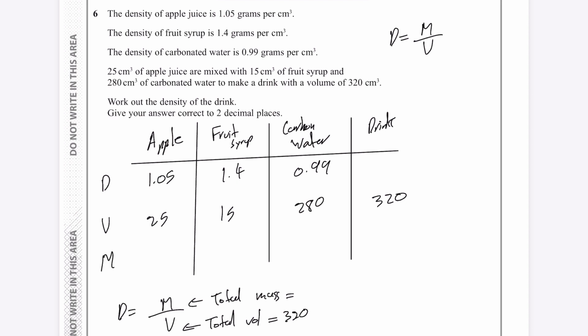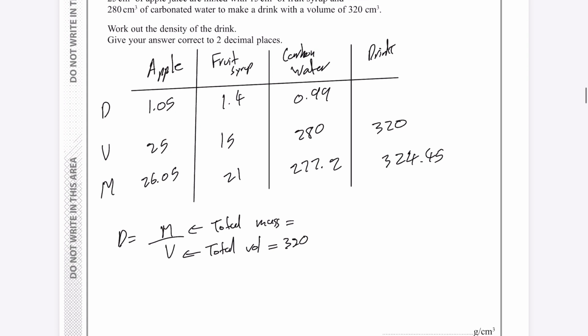So the mass of apple will be the density times volume, so I'm going to do 1.05 times 25, and that gives me 26.05. For fruit syrup, it's going to be 15 times 1.4, that's 21. Similar fashion, carry on with these, that's going to be 2, and the last one is 324.45. So now I can use this equation. So the total mass is 324.45, the total volume is 320, which becomes 1.01 to 2 decimal places.